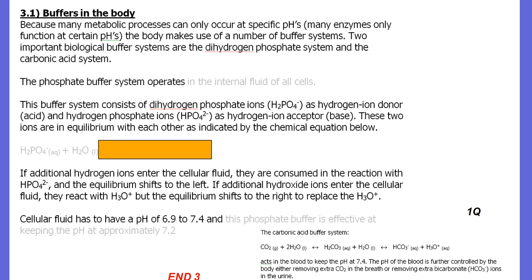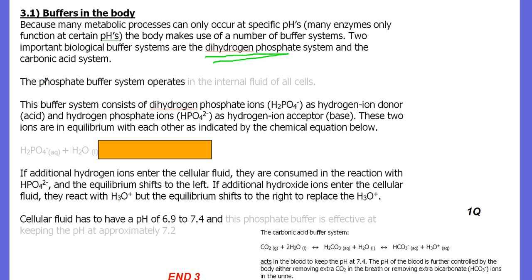Alright, let's look at a particular example. You need to know one case study of a particular buffer in the body. Many metabolic processes only occur at specific pHs because many enzymes only function at certain pHs. Your body, every animal's body, has a number of buffer systems inside the body to keep the pH constant. Two important biological buffer systems are the dihydrogen phosphate system and the carbonic acid system. I'd like you to focus on this one. This is a really good chemistry one, the dihydrogen phosphate system.